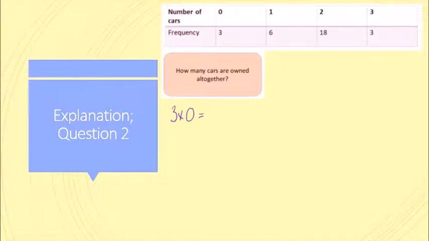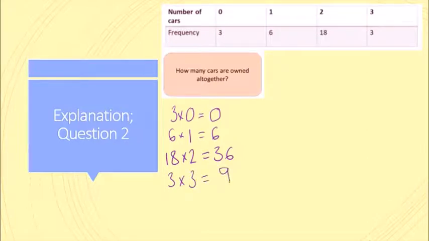The answer is 0. If there are 6 houses that have 1 car each, in total, they have 6 cars. If there are 18 houses that each have 2 cars, in total, they have 36 cars. And if there are 3 houses with 3 cars each, they have 9 cars.